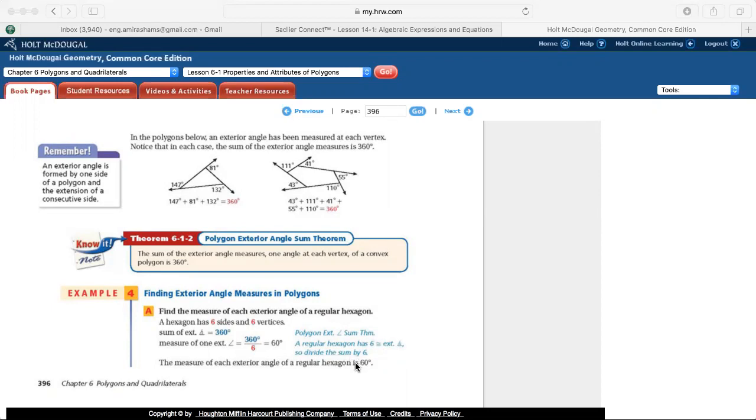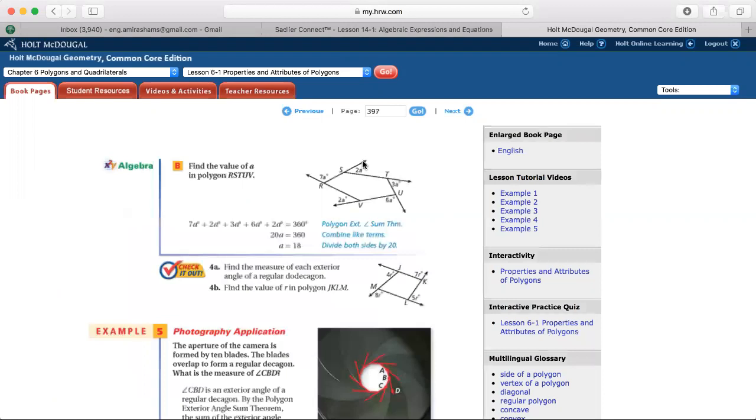If a polygon has 4 angles, it has 4 exterior angles. If it has 5 angles, it has 5 exterior angles. If it has 9 angles, it has 9 exterior angles. And the sum of all the exterior angles is 360.